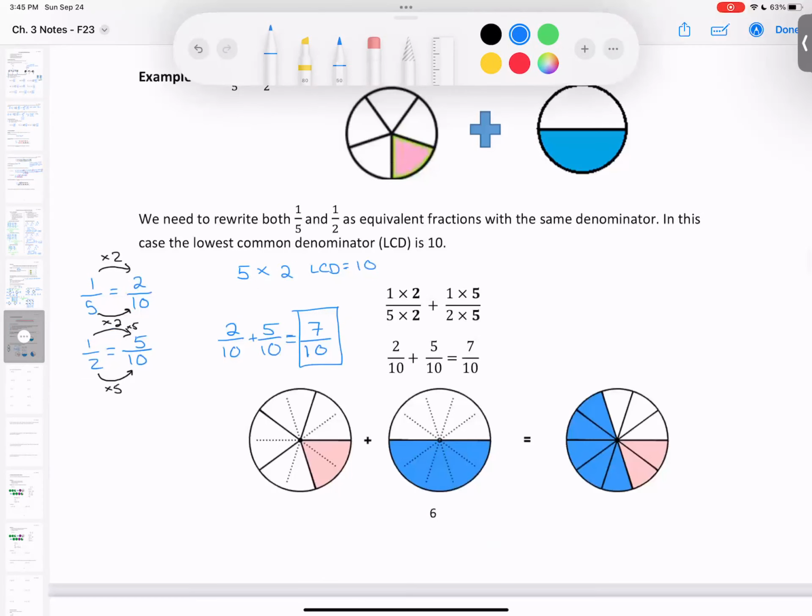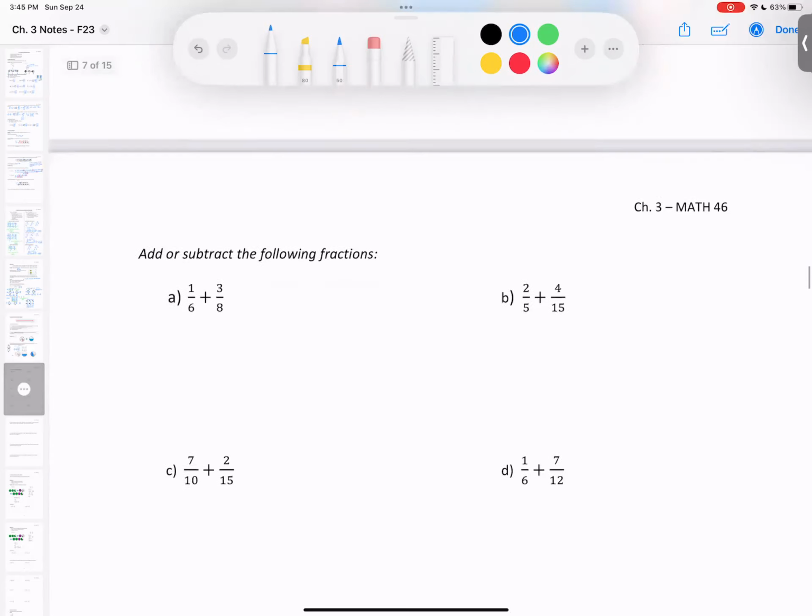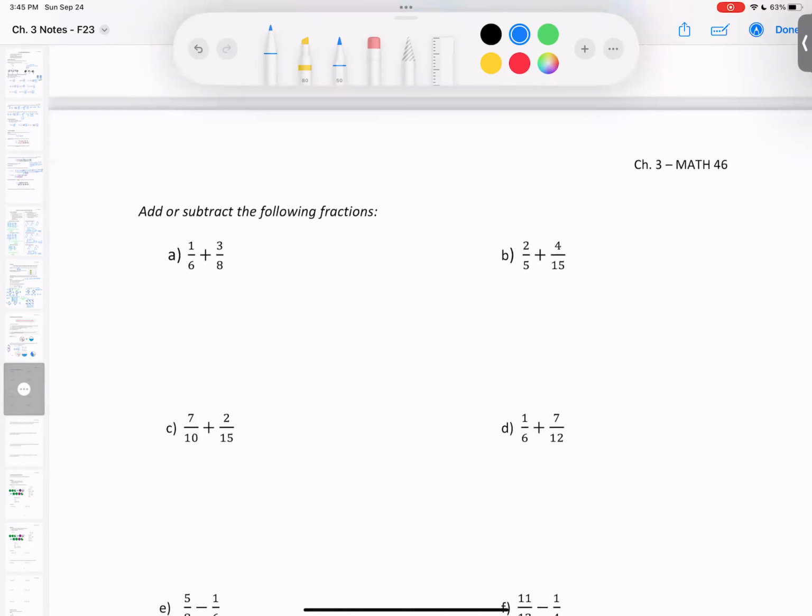And down below, you see this picture. They've shown us a visual representation of that. Where we have that pink 1/5, now that the circle is divided into 10, you can see that's 2 of those 10ths. The 1/2 circle, now you can see that looks like 5 of those 10ths. So it makes sense now that the entire amount, once you add it, would be 7/10. Okay, let's do some practice. And these really do take a lot of practice.